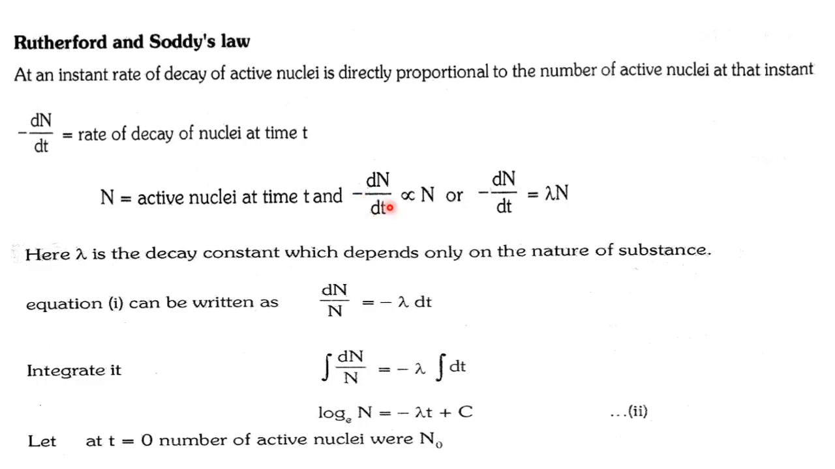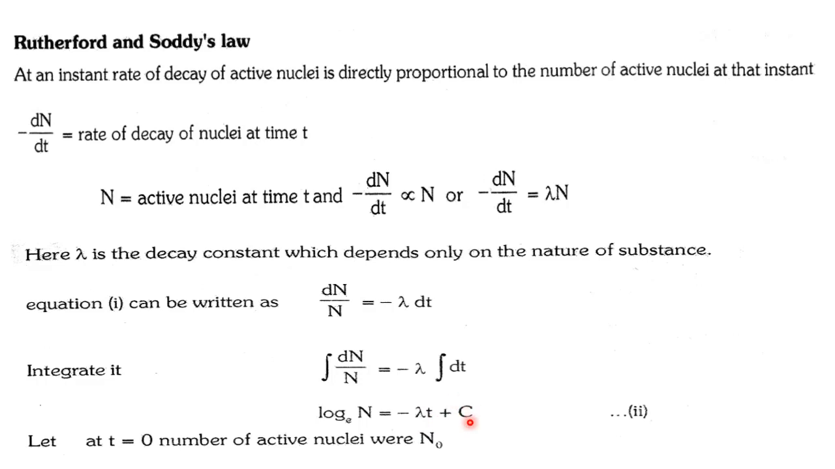We know that in order to remove a proportionality sign, we need to bring in a constant. So we write minus dN/dt equals lambda N, where lambda is the constant called the decay constant. Now if you separate the number of active nuclei, we write dN/N equals minus lambda dt, and integrate, we get log base e N equals minus lambda t plus c.